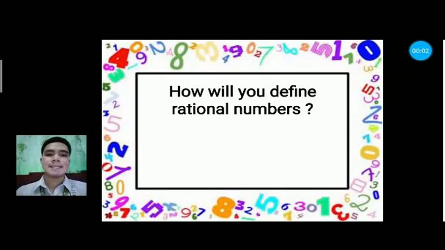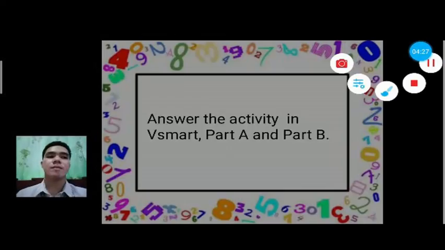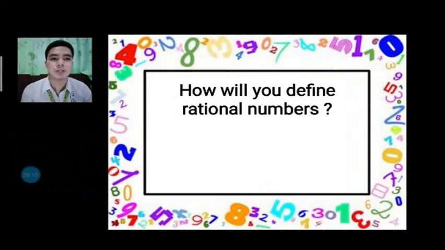Good day, class. Today we will talk about our new topic, which is rational numbers. First, how will you define rational numbers?